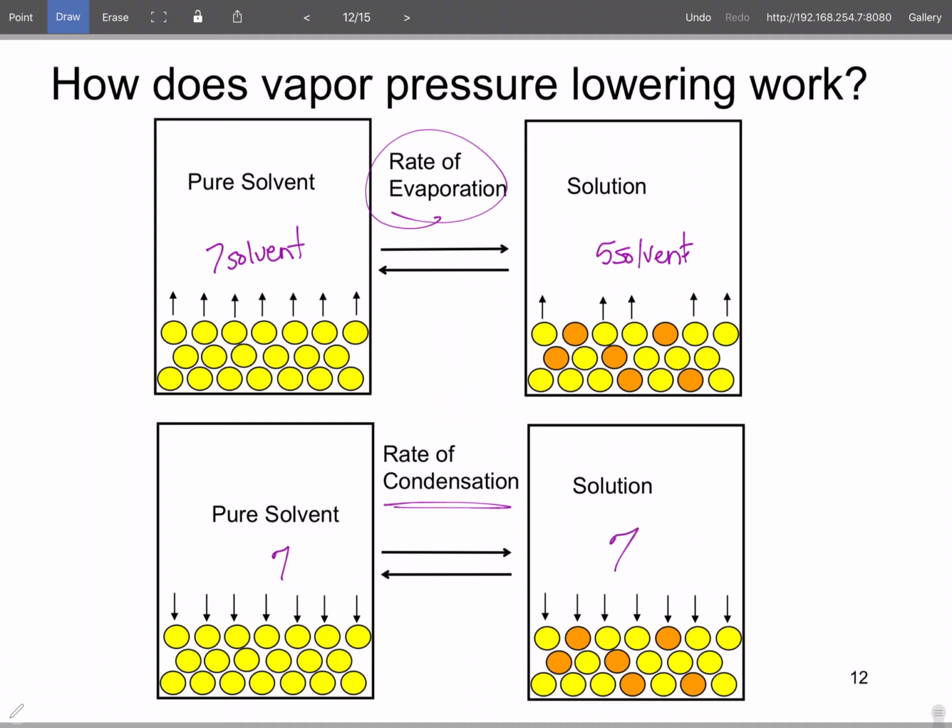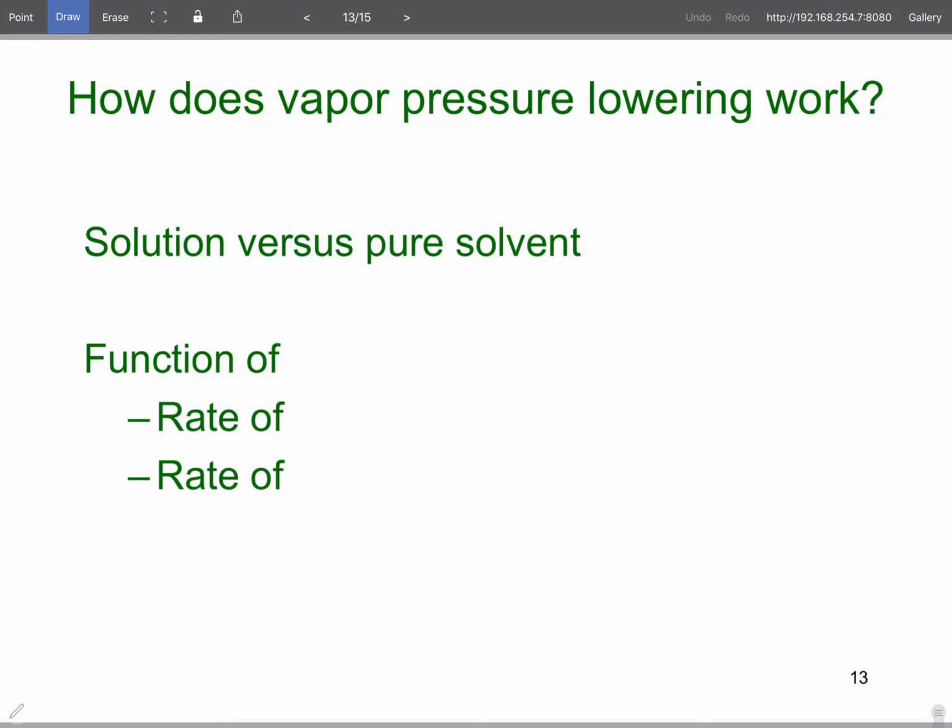So the net effect is you end up losing more in the pure, but you gain the same amount on both sides. So because you keep losing more, it ends up all on the solute side. So you would see that over time. Okay, so to put that into words is solution versus the rate of the pure solvent. What you're looking at is the rate of evaporation versus the rate of condensation.